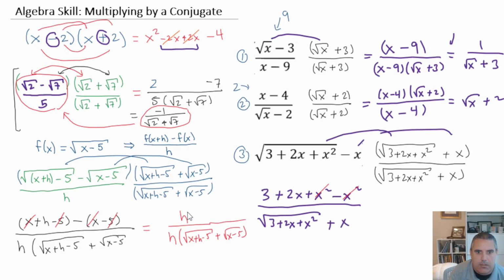And then lastly, you can cancel. So that's the idea in those problems. So your final answer will be all of that together. 1 over the square root of x plus h minus 5 plus the square root of x minus 5. So there's a bunch of conjugates. Let me know if that helped anybody.